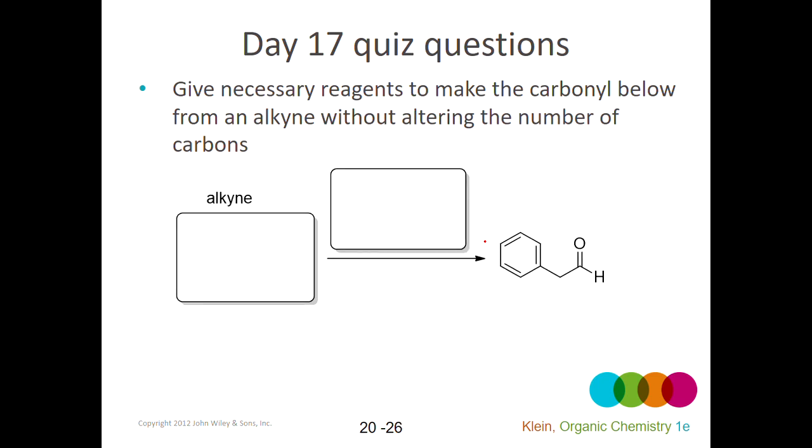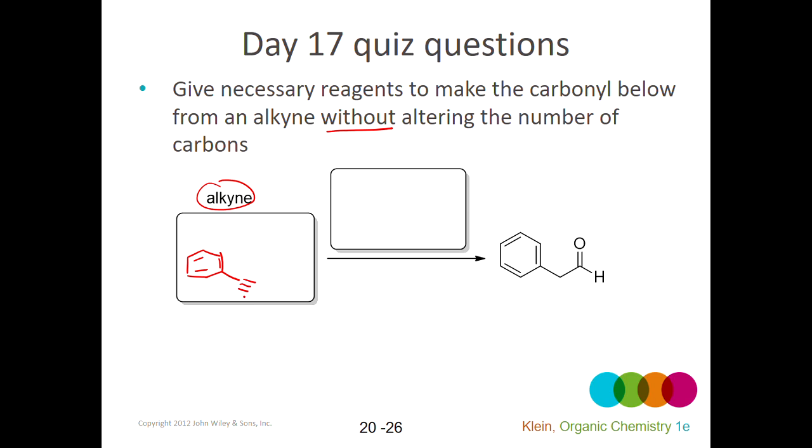In the next quiz question, similar situation, we don't want to alter the number of carbons, so we'd start with the same number of carbons. If I'm expected to start with an alkyne, I need a triple bond here. And so that's 6 carbons in the ring and then 2 more outside. Just double check, we're not changing the number of carbons.